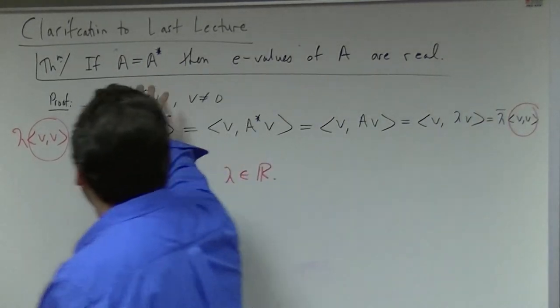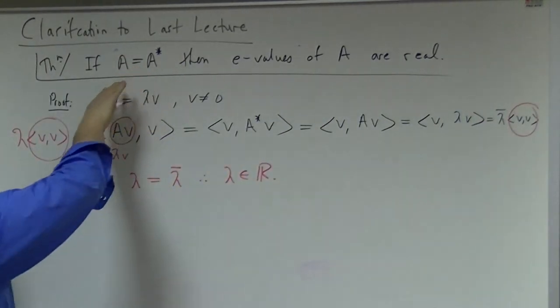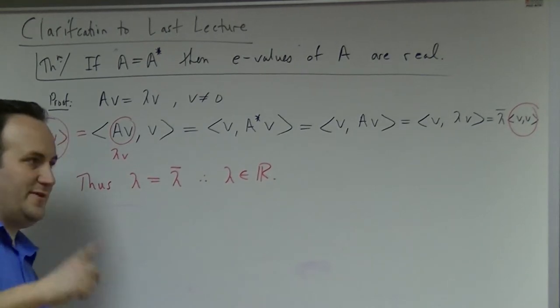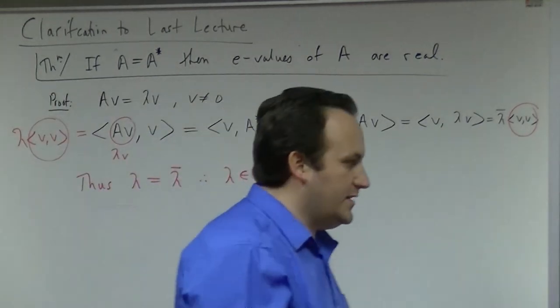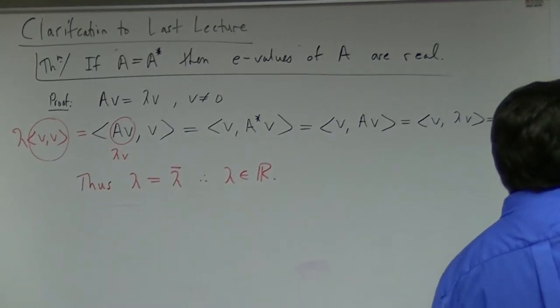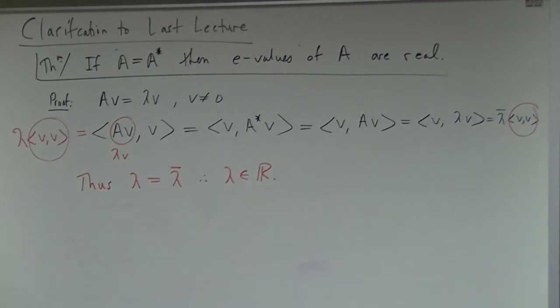Self-adjoint linear transformations that have self-adjoint matrices have real eigenvalues. So self-adjoint implies real eigenvalue, in short. But we have more than this. We can also prove that the eigenspaces for distinct eigenvalues are perpendicular.